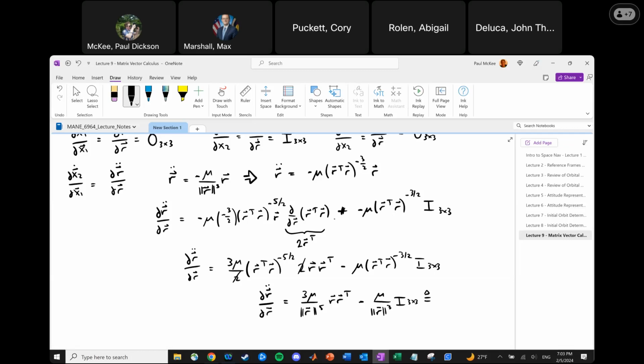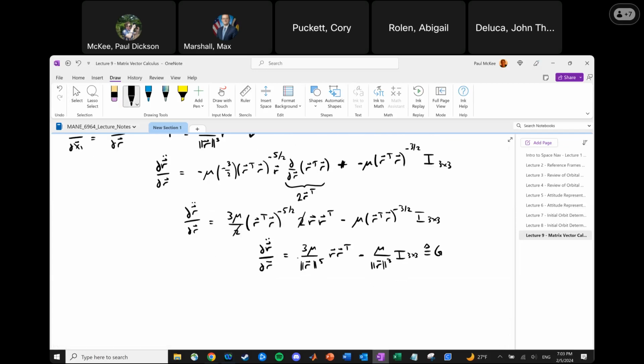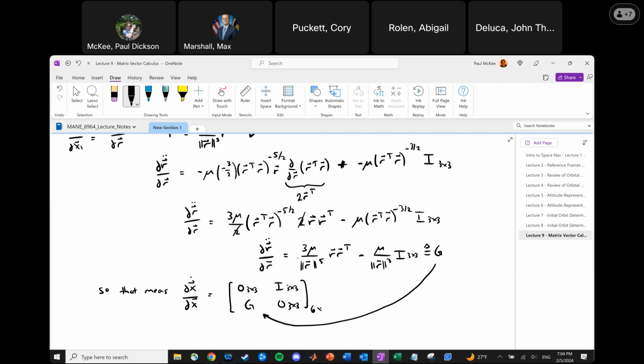And we're going to define this as G so that we can actually answer the question. So that means that the derivative of x dot with respect to x is equal to 0, 3 by 3, I 3 by 3, this G term that we just computed, and then 0, 3 by 3 again. So to be clear, this G is this G. And this is going to be a 6 by 6.